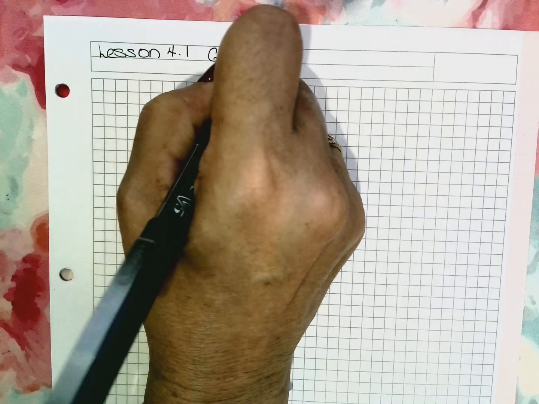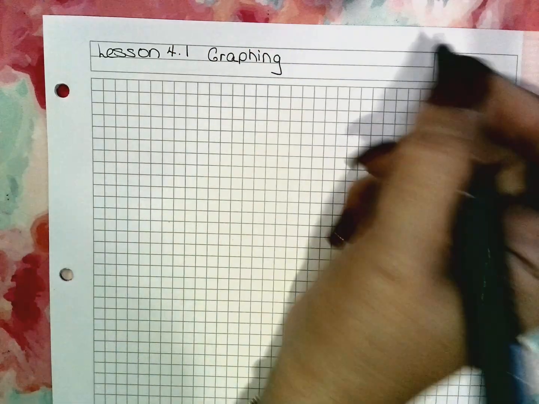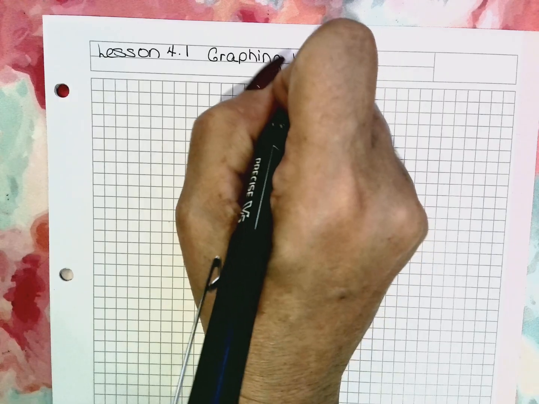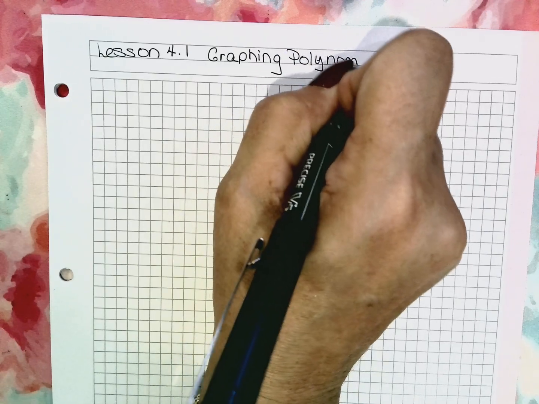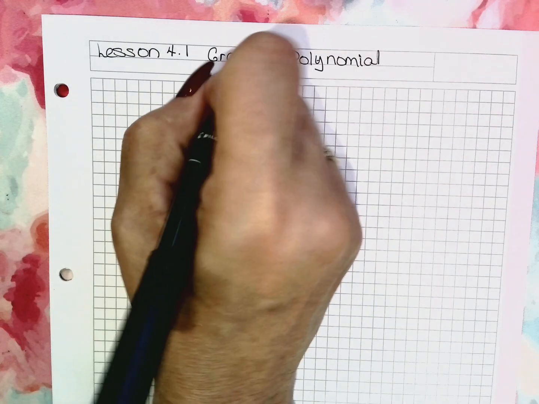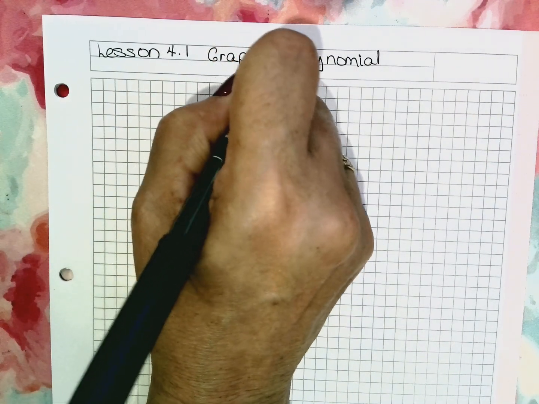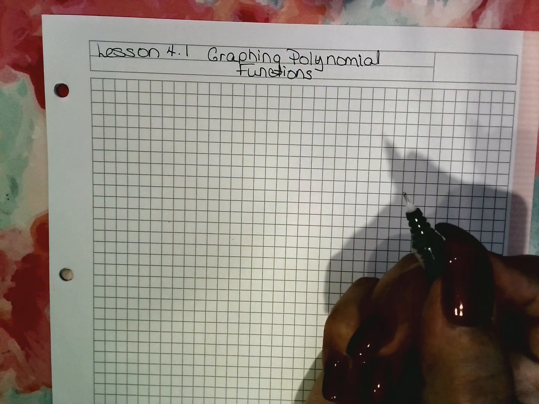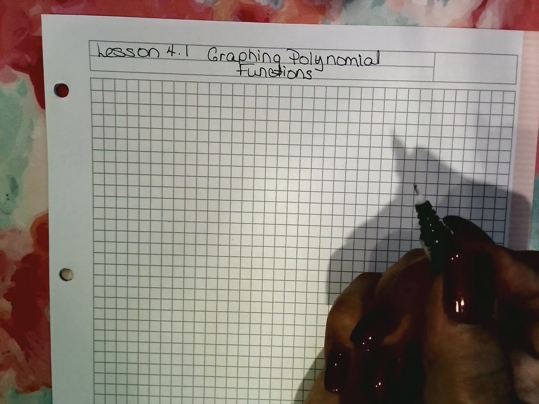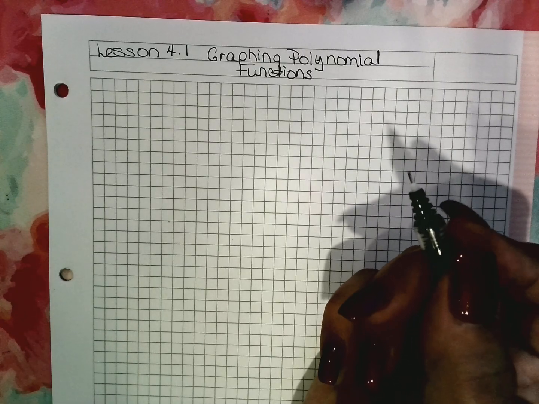So all of chapter 4 happens to do with polynomials. It's actually one of my favorite chapters in the book, and hopefully you guys will like it too. All right? So before we graph these polynomial functions, we first have to define what a polynomial function is.